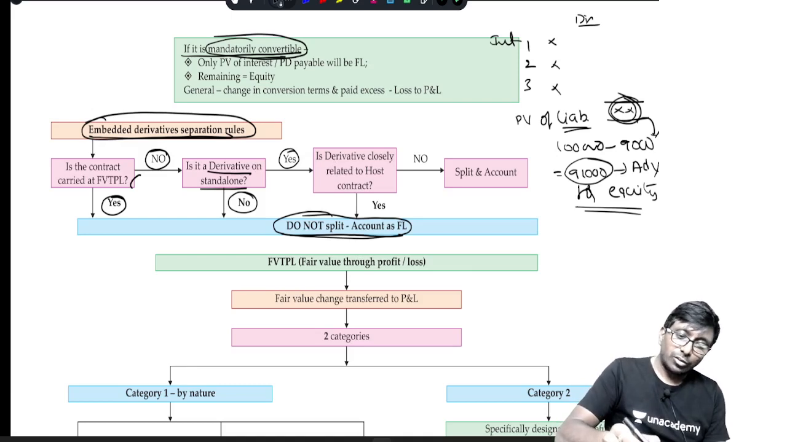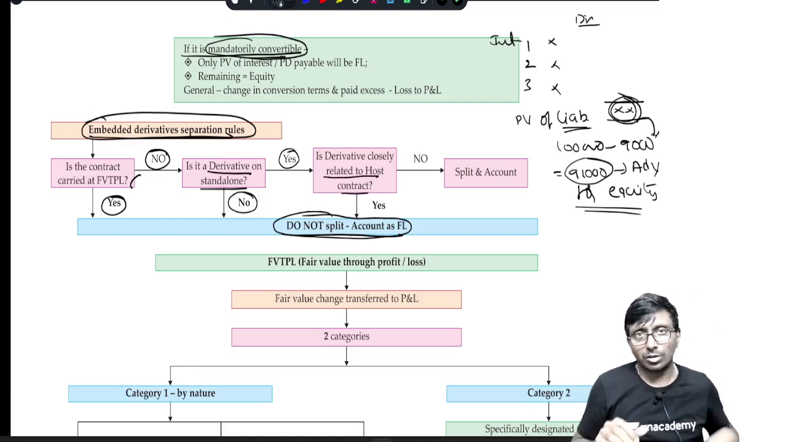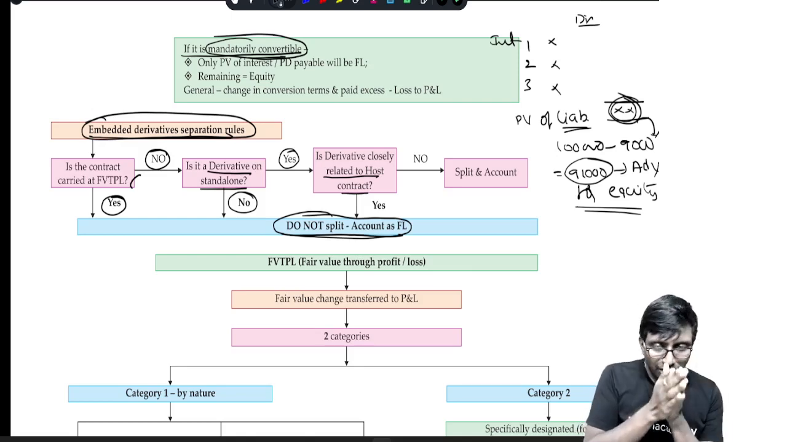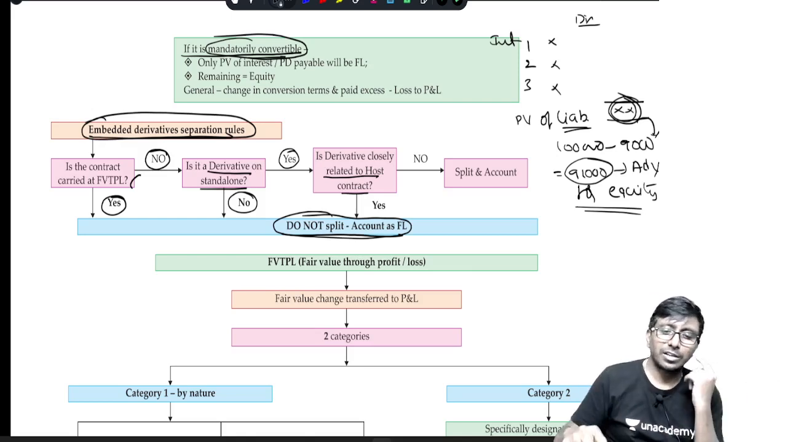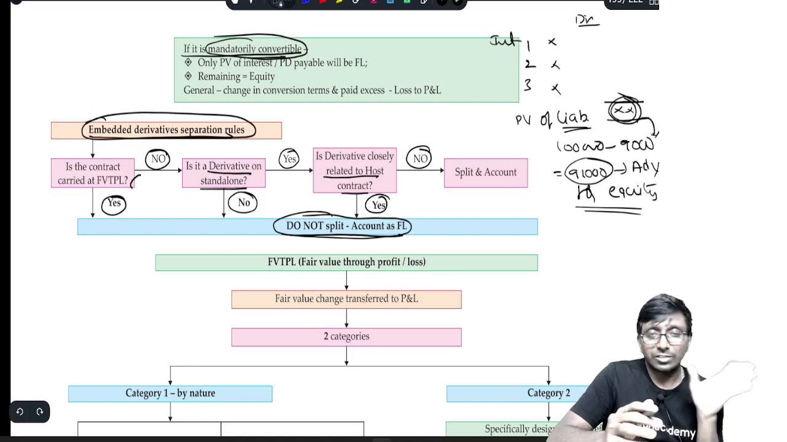Is the derivative closely related to the host contract? Closely related means host and derivative are one and the same. If they are one and the same, why do you need to bifurcate? If you say yes, then don't bifurcate. If you say no, it's different.